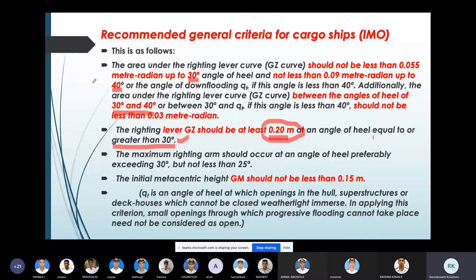So the next criteria is the maximum righting arm should occur at an angle of heel preferably exceeding 30 degree, but not less than 25 degrees. Now, what do you understand by maximum righting arm?